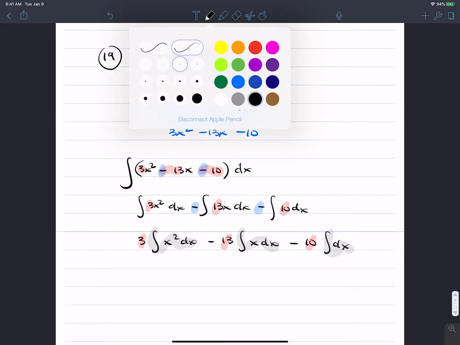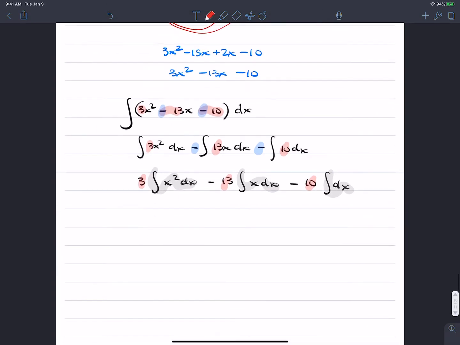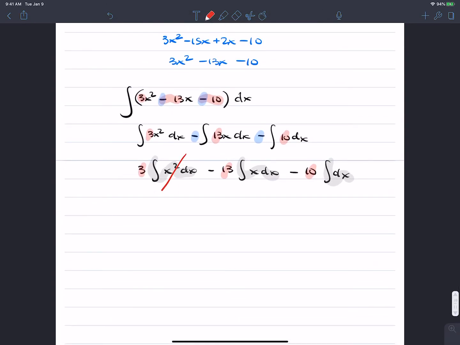And we're going to use the power rule here. So this integral becomes 1/3 x cubed. This integral becomes 1/2 x squared, and this is just x. And we use power rule for each one of these. So altogether now, you'll have 3 times 1/3 x cubed minus 13 times 1/2 x squared minus 10x plus that constant c.